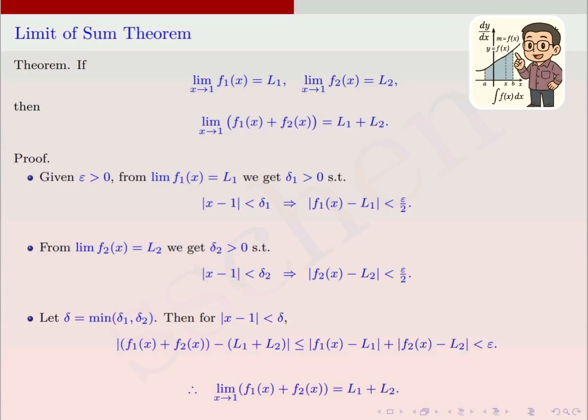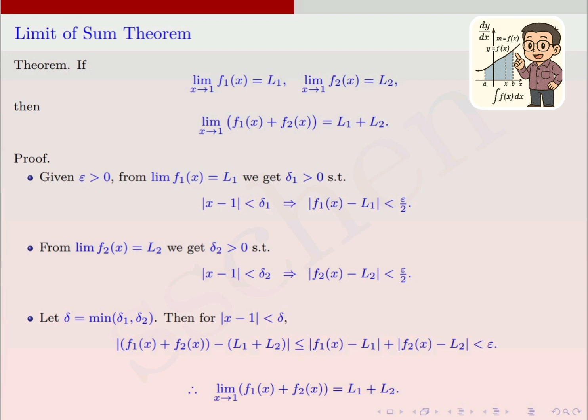Hello, everyone. Today, we're going to talk about a very basic but useful theorem called the limit of a sum theorem. It's one of the four fundamental limit properties. The concept behind this theorem is quite simple and intuitive. If two functions each have a limit, then the limit of their sum is equal to the sum of their individual limits. Let's look at the mathematical expressions on the slide.